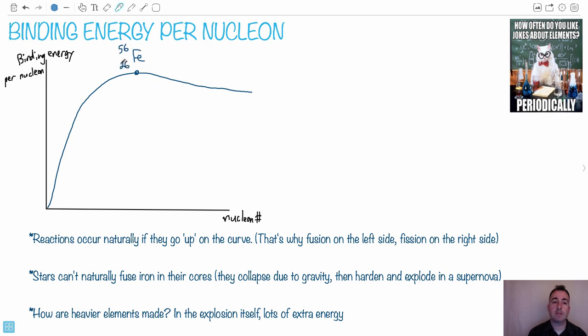So it's iron, which is the 26th element. You have to know it's iron-56. This is something really important to know. That's the peak here, that's the top. And then it goes down again.